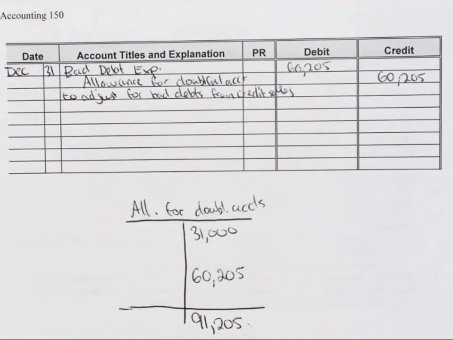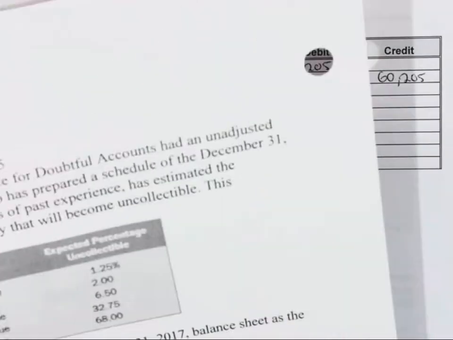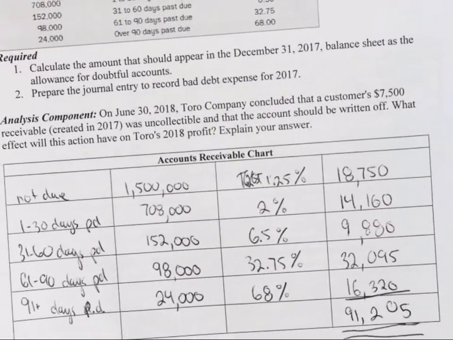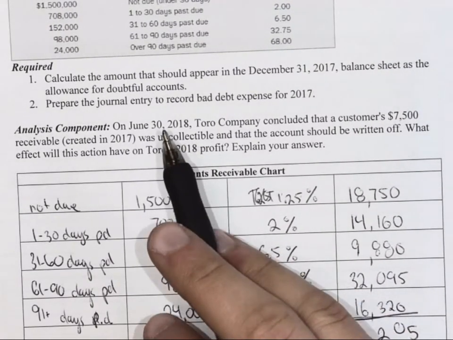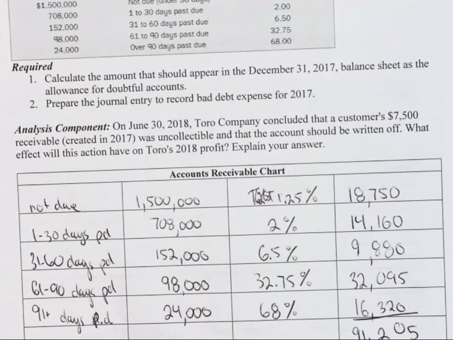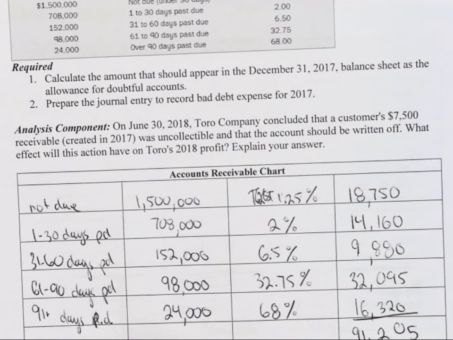There we have it. So the analysis component says, in 2018, Toro Company concluded that a customer's $7,500 receivable created in 2017 was uncollectible and the account should be written off. What effect will this action have on Toro's 2018 profit? Explain your answer. So what will writing off this customer account have, what will the effect be on profit for this year?